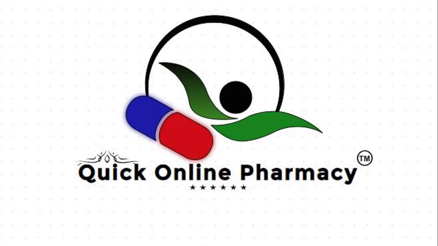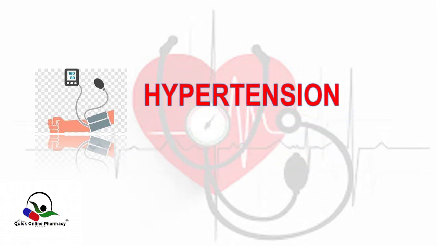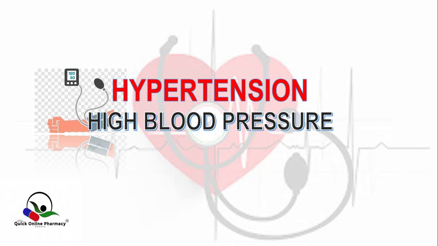As we promised to bring to you common diseases that are common in society, today we are going to look at hypertension. Hypertension, which most people call high blood pressure, because we have hypertension and hypotension. Hypotension is low blood pressure and hypertension is high blood pressure. So these are all diseases.